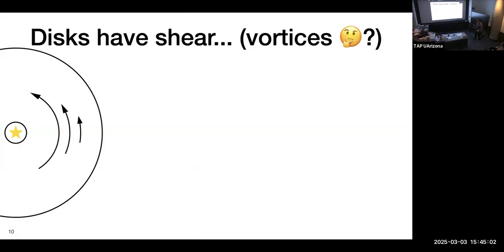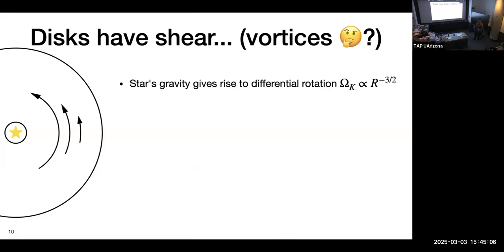Right, and you know what else has shear? Disks have shear. Why? Because of the star's gravity. Near the star, you orbit faster. Away from the star, you orbit slower. So you have this shear. But unfortunately, this disk does not form vortices.